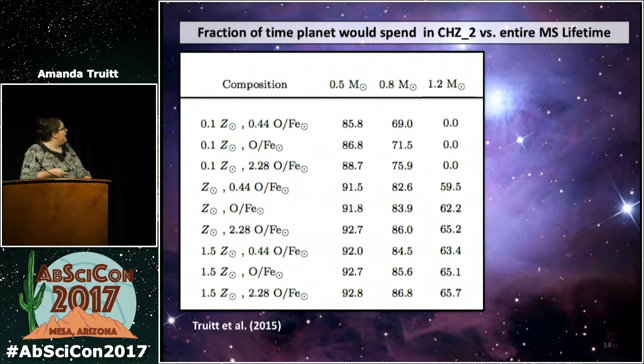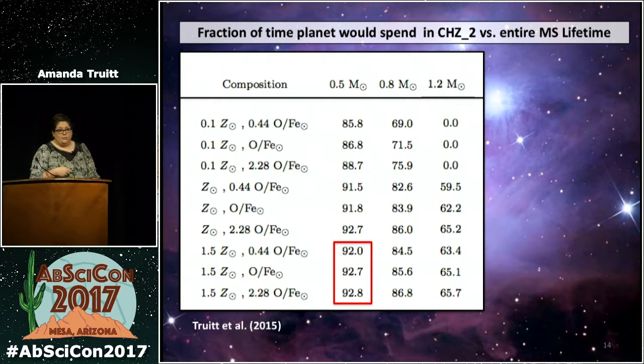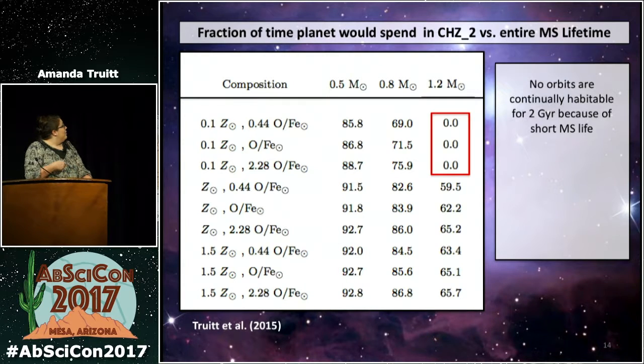Now here's a table illustrating that, and what I want to draw the attention to here is that for low mass stars, obviously they have a very high percent of time that a planet would spend in the 2 billion year continuously habitable zone versus the entire main sequence, whereas something with lower composition at higher mass don't have any orbits that are continuously habitable for 2 billion years.